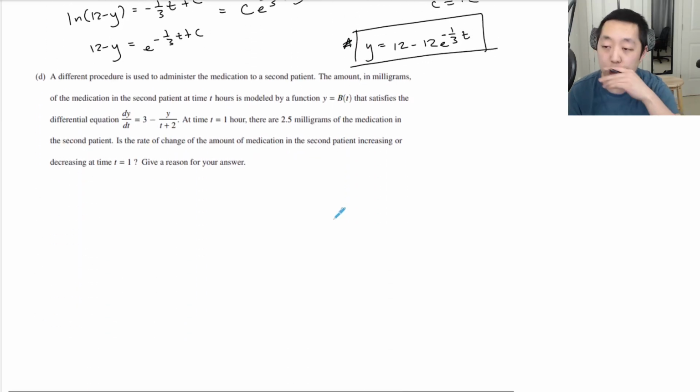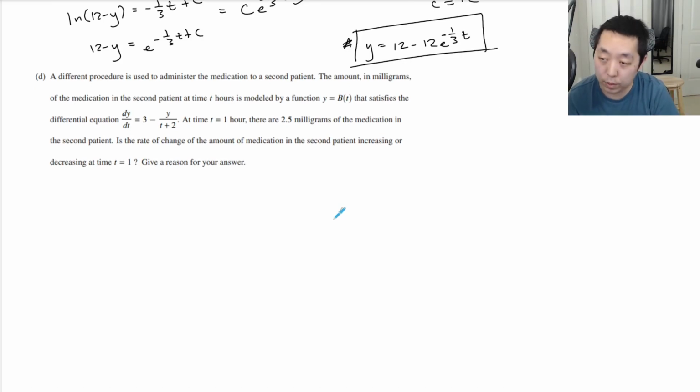A different procedure is used to administer the medication to a second patient. The amount of medication in the second patient at time t hours is modeled by the function and satisfies the differential equation. At time t equals 1 hour, there are 2.5 milligrams of the medication in the second patient. Is the rate of change in the amount of medication increasing or decreasing at t equals 1? Whenever you want to know if something is increasing or decreasing, you take the derivative of that rate of change and decide if it's positive or negative.